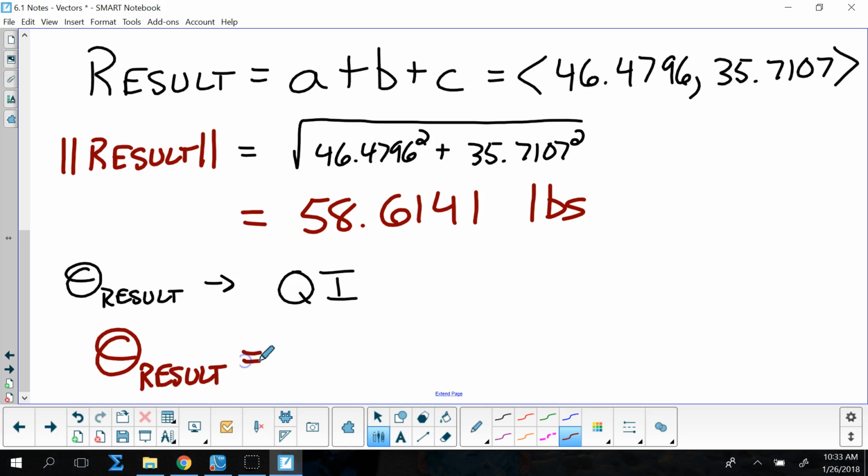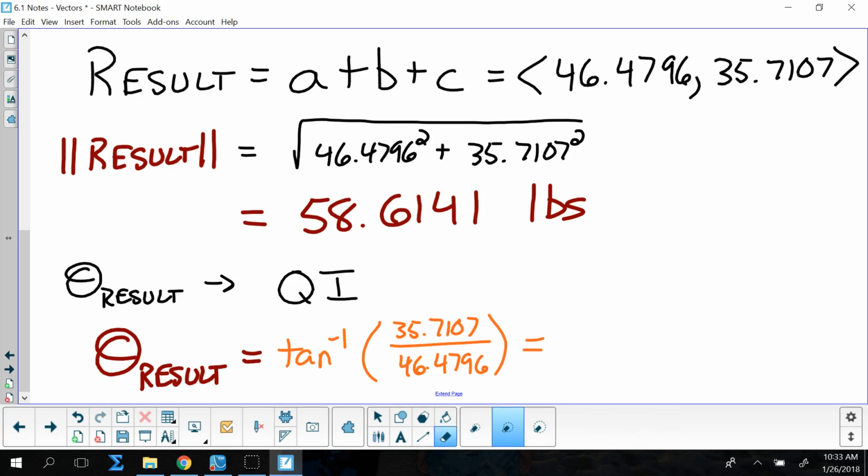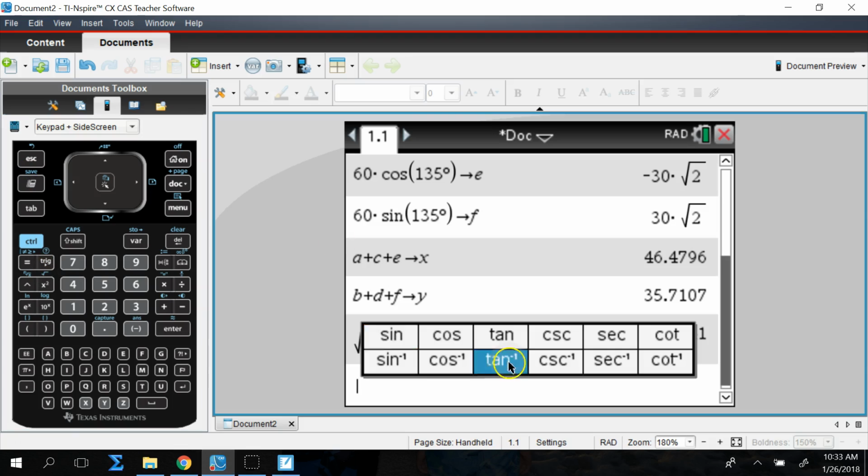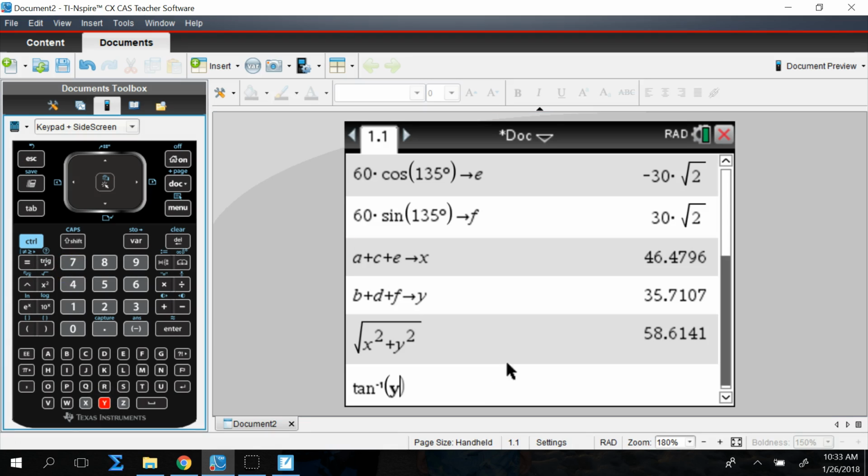is going to be the inverse tangent of 35.7107 divided by 46.4796. When I do that on the calculator, I go trig, inverse tangent of y divided by x. If one of them were negative, I would drop the negative sign and then just put a negative y or negative x in there. And I get that.